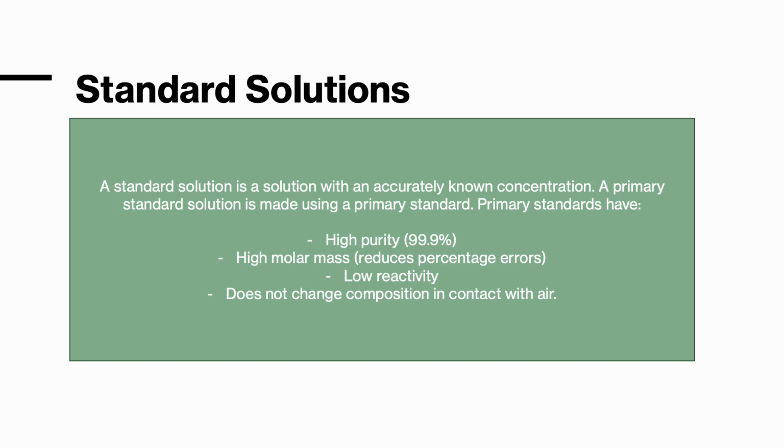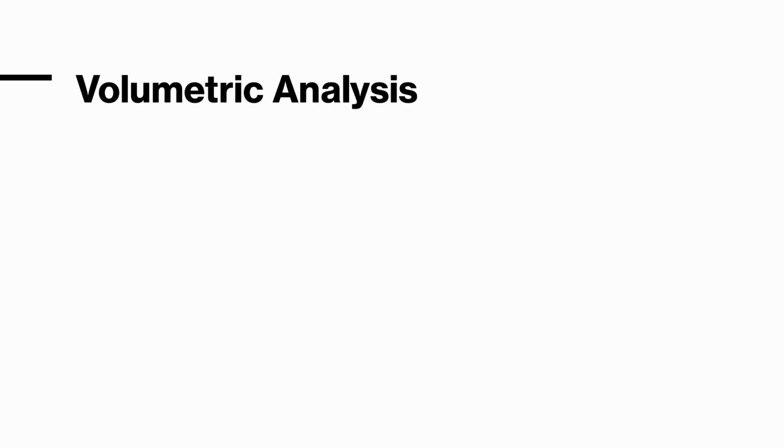So looking at standard solutions, a standard solution is a solution with an accurately known concentration. A primary standard solution is made up using a primary standard, and primary standards have high purity, roughly 99.9%, and high molar mass, as this reduces percentage errors in calculations. They have low reactivity, and they do not change composition in contact with air. That is, they are not hygroscopic.